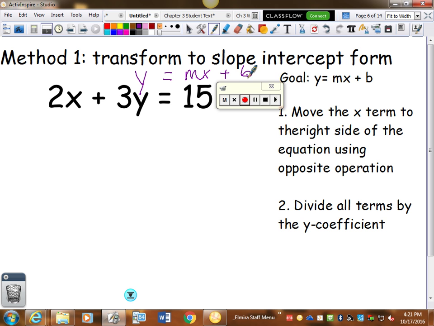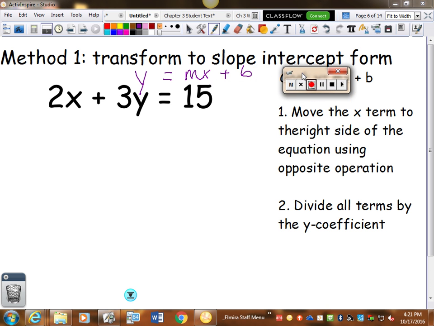And I write that over top to give you the kind of geographic goal. Like if I write it this way, then the y is in the right place and the equal sign is in the right place. But we got to move some of these other things around. Like the 2x should be over here by mx. And 15 should be over here, and there can't be a 3 in front of the y. So we have to take care of all of these things.